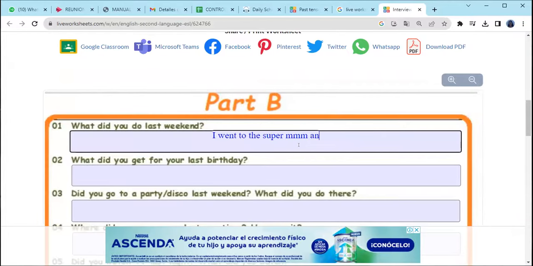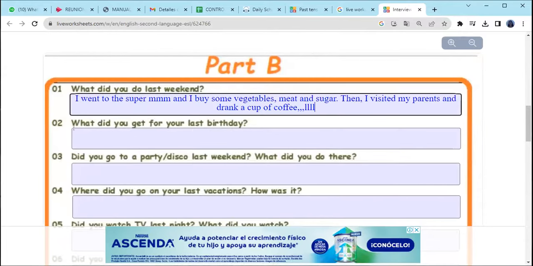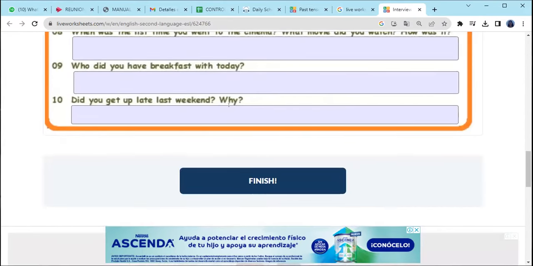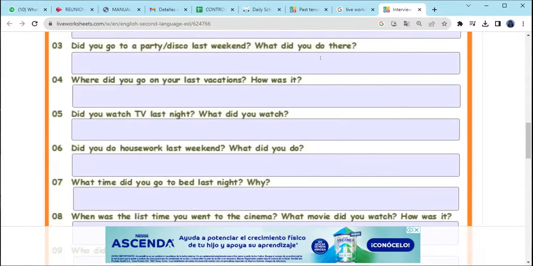I went to the supermarket and I bought some vegetables. Meat. Sure. Then I visited my parents and drank a cup of coffee. And to continue there, okay. And it says here, number two, what did you get for your last birthday? Number three, did you go to the party this last weekend? So here you are going to complete the answer, the question using the simple past tense.